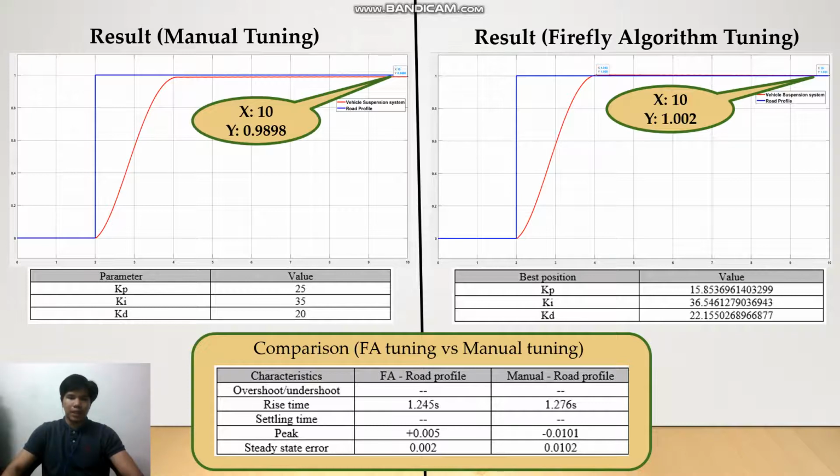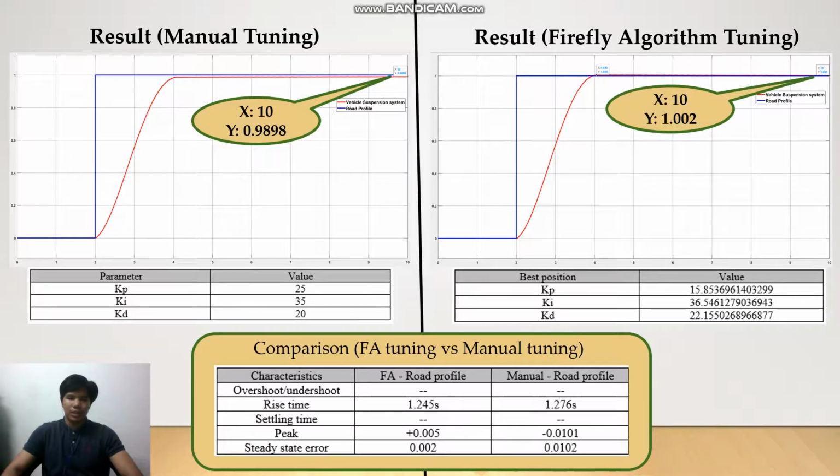And peak here means the gap between the red signal and the blue signal. As you can see, for the manual tuning there is an obvious gap between the red and blue signal, while for the Firefly algorithm tuning there is an unnoticeable gap between those two signals. So the Firefly algorithm output response has a better, smaller peak value, which is 0.05.